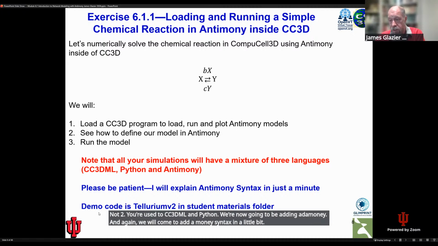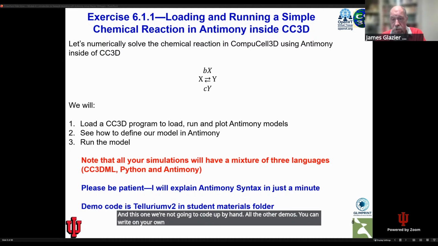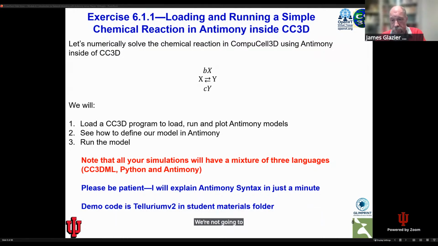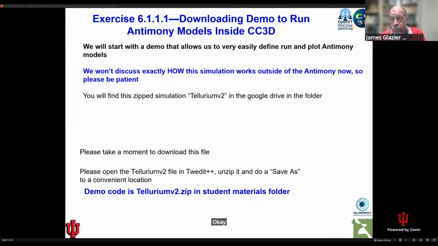So I'd like everybody to download Tellurium v2 in the student materials folder. This one we're not going to code up by hand. All the other demos you can write on your own quite simply, but this one you need to download. We're not going to generate it. So please give me a thumbs up when you've got it downloaded, or if you're having trouble downloading it, please let me know right away.